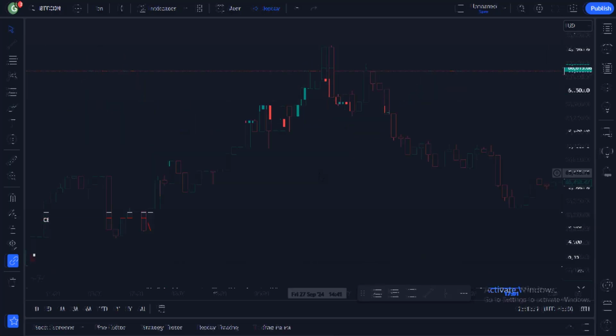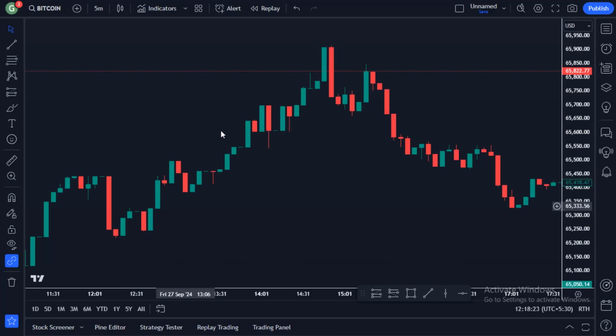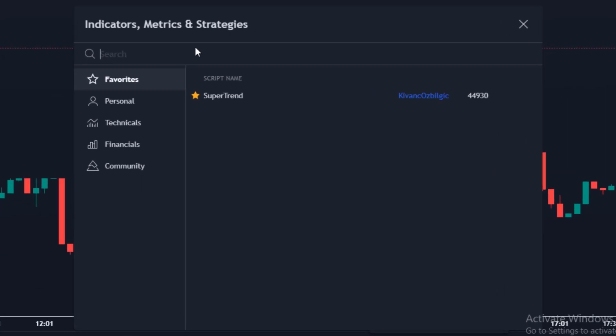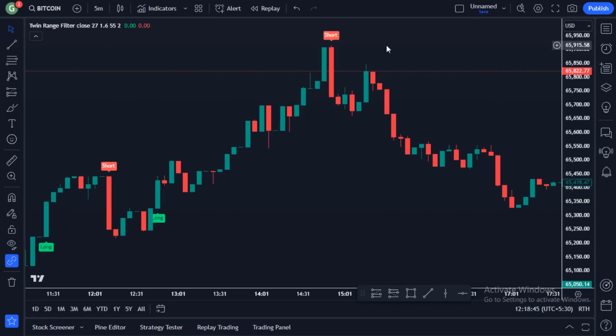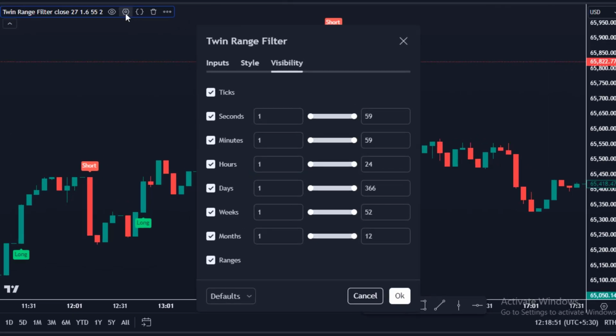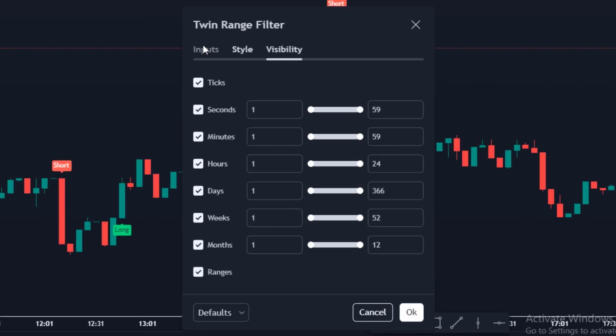To add this indicator to your chart, go to TradingView. We click on the Indicator tab and we search Twin Range Filter, this one which is written by Colin M. Now, we have to change some settings. First, we change the Input tab.